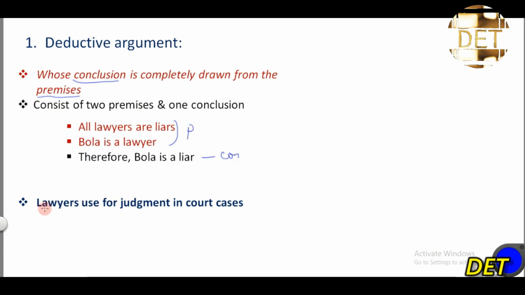It's very important to know that this is a type of argument that lawyers use for judgment in court cases. So this is a very important exam question, right? Lawyers use the deductive argument in judgment in court cases.